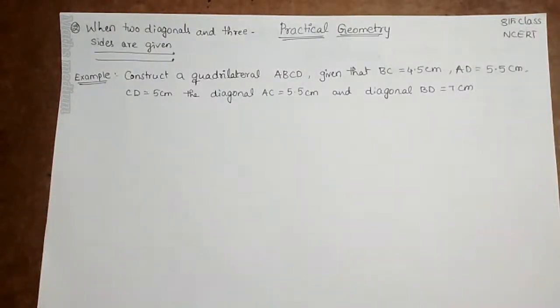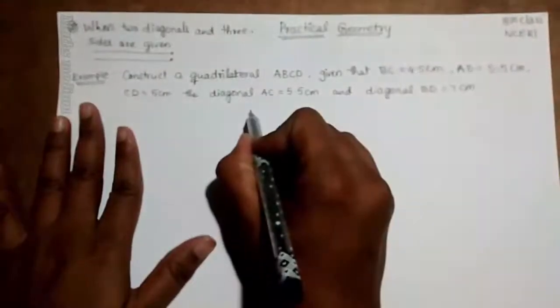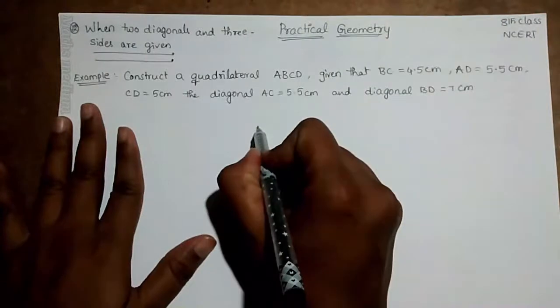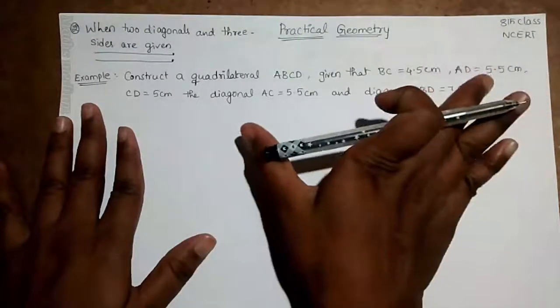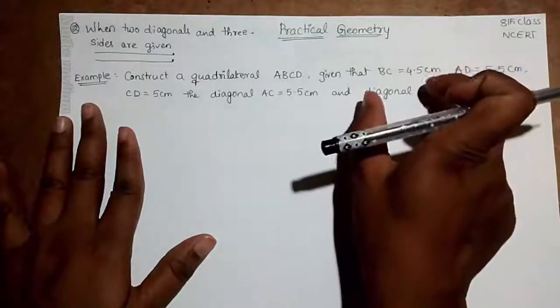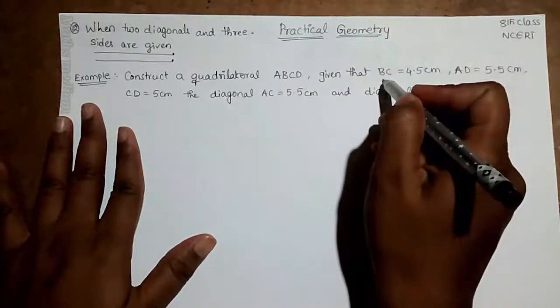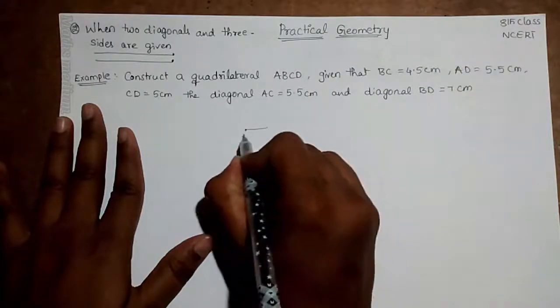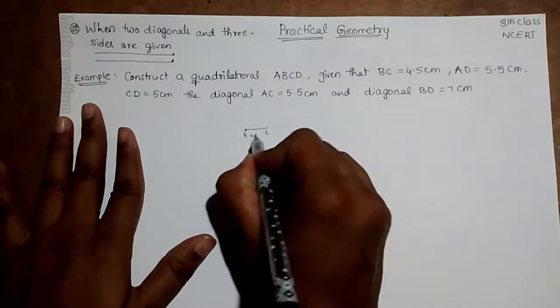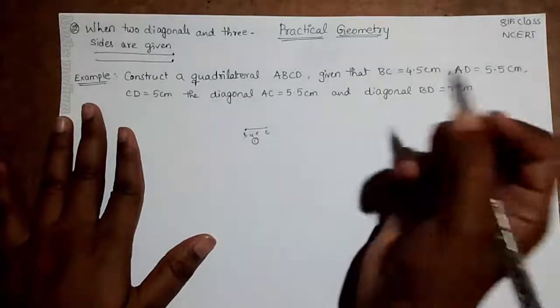So let's take a rough sketch of this quadrilateral, then we have to move to the original step-by-step procedure for the construction of a quadrilateral. So let's take ABCD here. Here 1, 2, 3 sides are given. From these 3 sides we have to get one base. So I am taking BC as a base. So let it be BC with 4.5 centimeters. This is step 1.